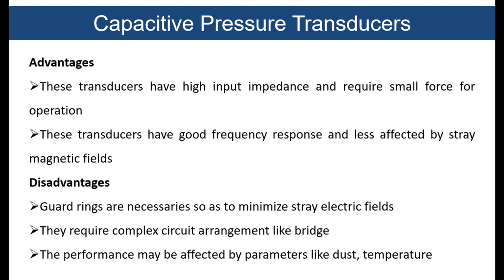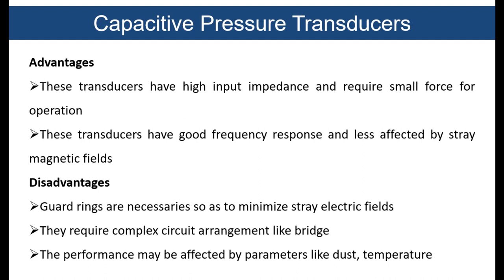The advantages of using this pressure transducer in terms of capacitance are that these transducers have very high input impedance and require small force for operation. These transducers have good frequency response and are less affected by stray magnetic fields.